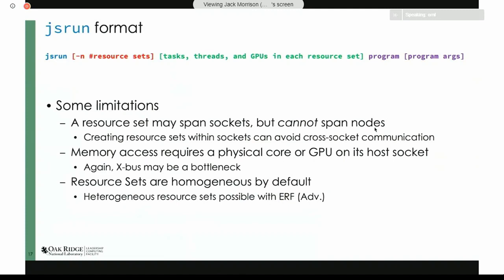And then by default, resource sets are also homogeneous. So we will define a resource set and then scale up the number of resource sets. That's what we're going to be doing for the first hour here. As we get into more advanced uses of jsrun later, you'll see that you can actually have heterogeneous resource sets as well.